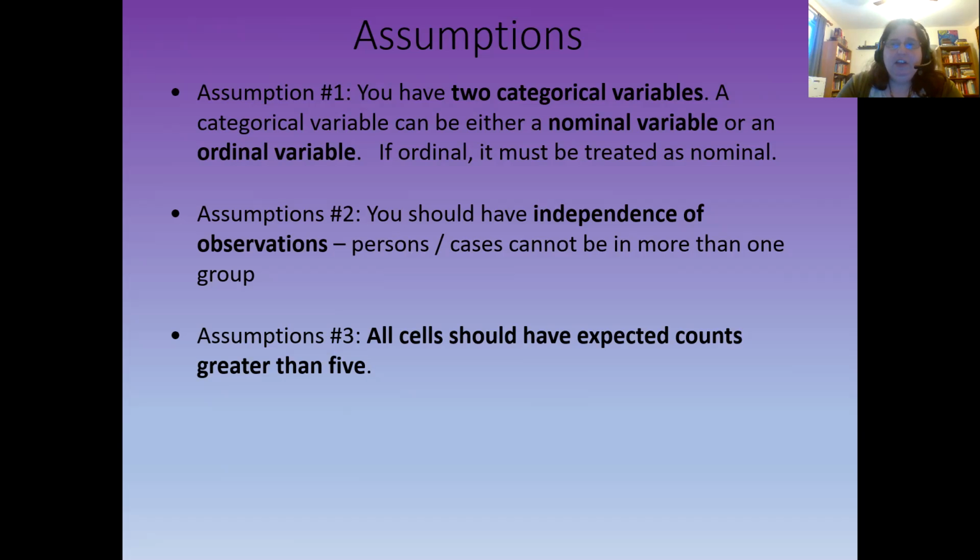And then finally, the only one we really have to check is that all cells should have expected counts greater than 5. Okay, so that expected frequency thing we were just talking about, we want them to be higher than 5 for each of our cells.